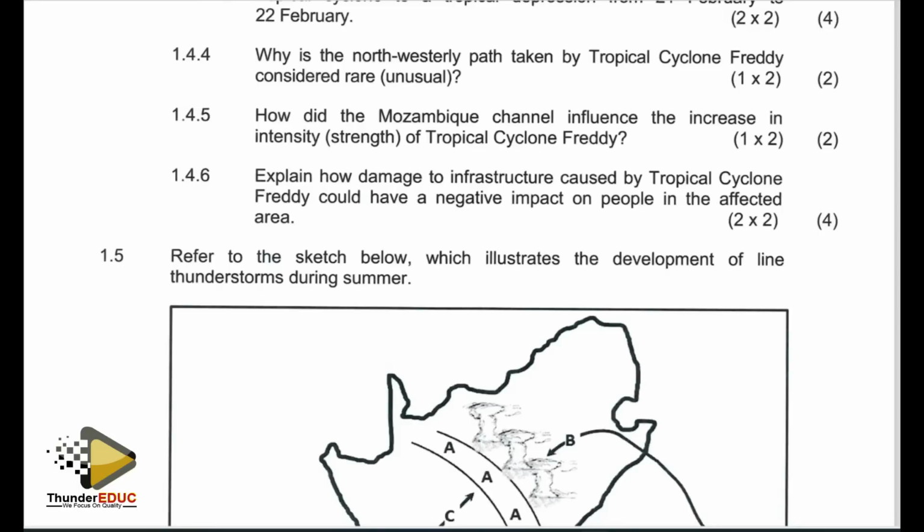That will result in loss of jobs to the people, or that can result in unemployment. That is also a negative implication on infrastructure and the resultant effect on people. And also we can talk of damage to communication networks. Communication infrastructure can be damaged by the cyclone. That will result in disruptions in communication or difficulties in people communicating. So basically we need to be articulate, we need to find the damage that has been done to infrastructure and its subsequent impact on people.